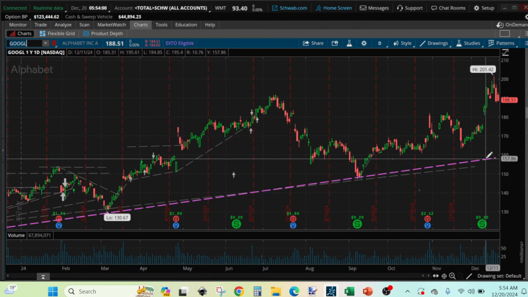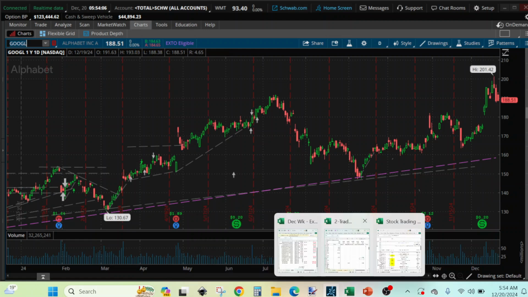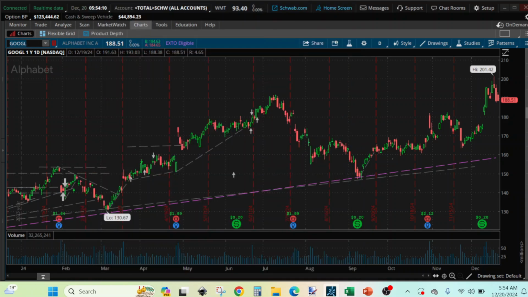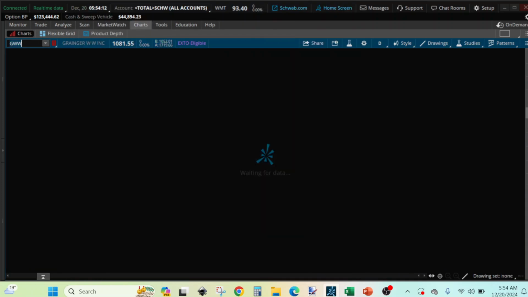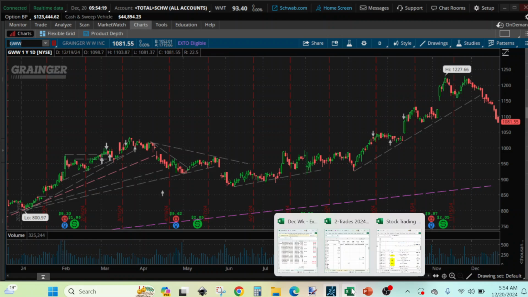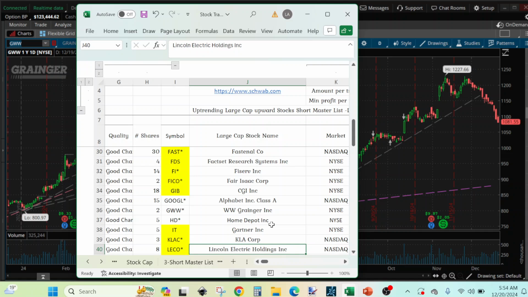Google, we like to wait on the long-term trend line to buy. GWW, and that is the line we like to buy at. We are having a long pullback on that one as well. So many on our watch list are pulling back.